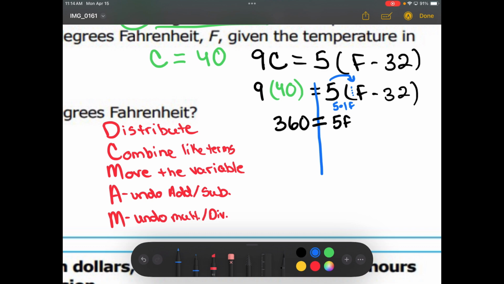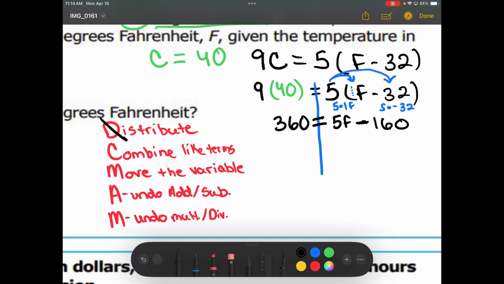5F. Good. And now we're going to do 5 times what? What kind of 32? Negative 32. So what is 5 times negative 32? Negative what? 160. Good. So now we have 5F minus 160. Now, do we have any more parentheses? No, we are done with that step.